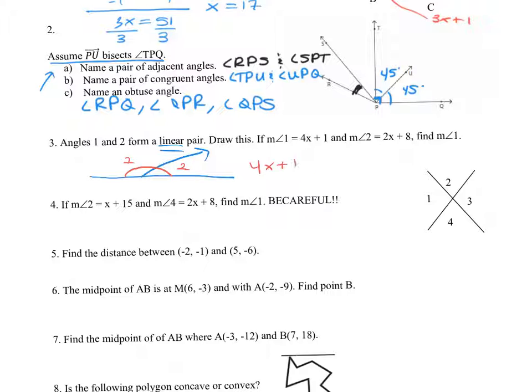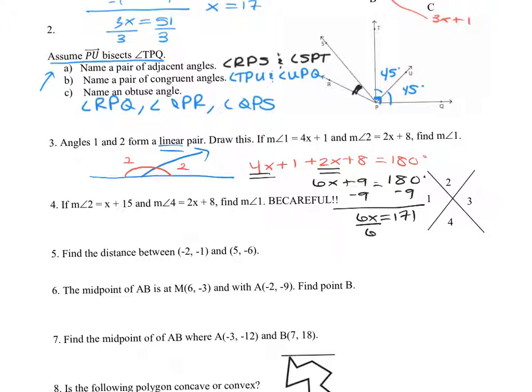4x plus 1 plus 2x plus 8 equals 180 degrees. Then I'm going to, of course, combine my like terms. 6x plus 9 equals 180. Solve, subtract 9, subtract 9. 6x equals 171. Divide by 6 and divide by 6. And you get 28.5. Now, don't make the mistake of getting 28.5 and circling that as your answer.